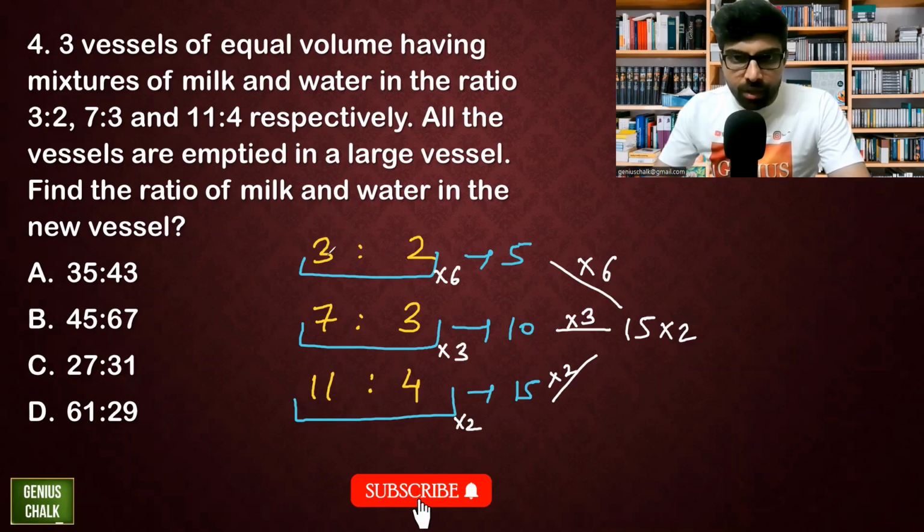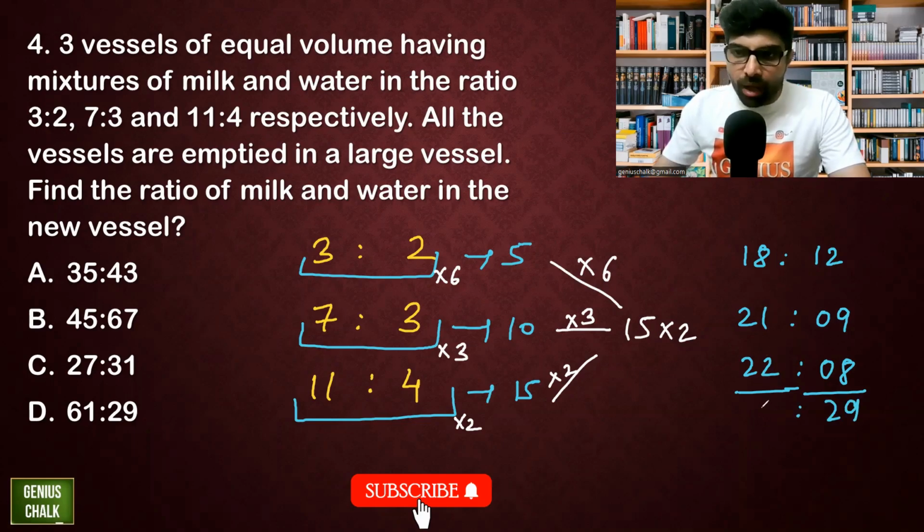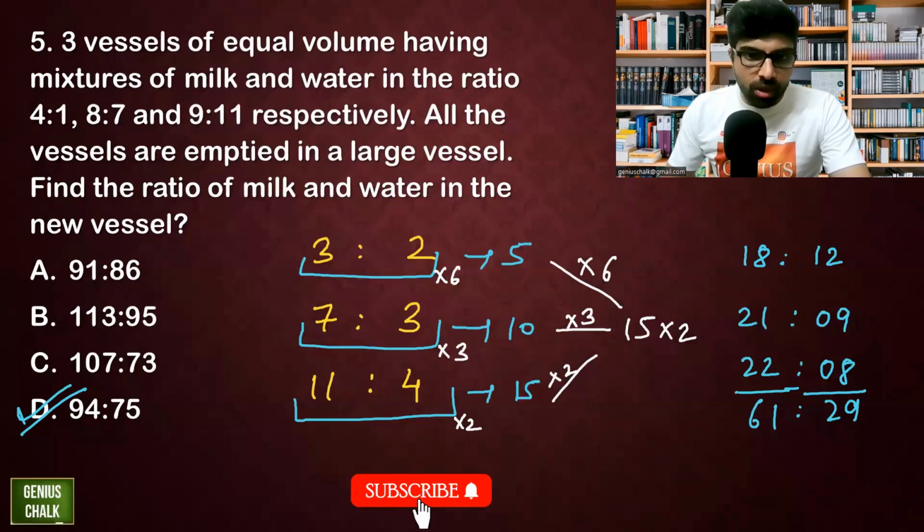So what will we get? 3 6s are 18. 2 6s are 12. 7 3s are 21. 3 3s are 9. 11 2s are 22. 4 2s are 8. So this is how much? 9 plus 8 is 17, plus 12, it is 29. And this is 18 plus 22 plus 21, that is 61. So what is my answer? 61:29. Right? So this is 3 vessels.